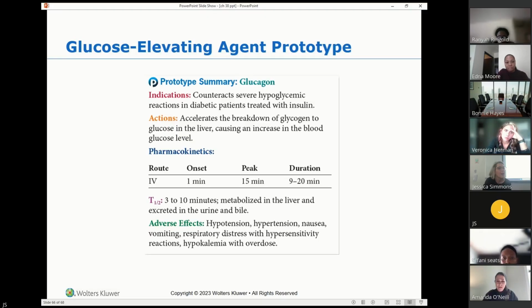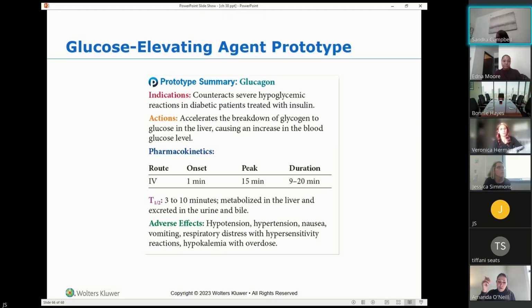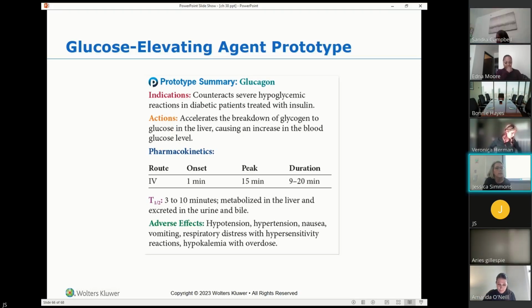Is it the long acting? Long acting. And you can't mix Symlin, which I know is different than insulin, with anything. And then what is the only insulin that you can give IV? It's regular. Regular insulin is the only insulin you can give IV.